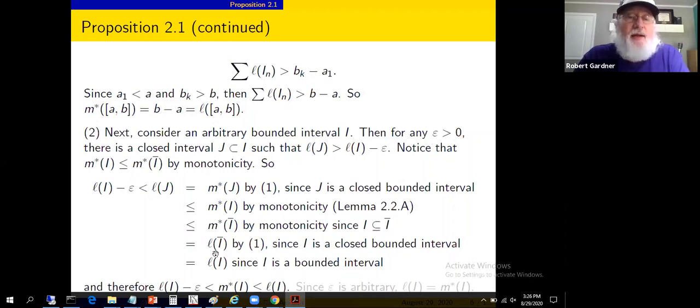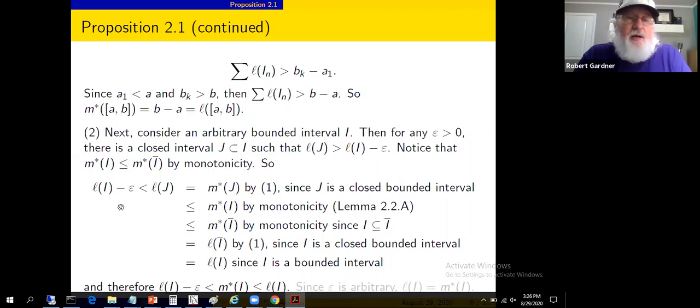The length of I closure equals the length of I. How do you find the length of a bounded interval? You take the difference of the endpoints. Well, I closure and I, they got the same length. I mean, right-hand endpoint minus left-hand endpoint. They got the same endpoints. I closure includes those endpoints. Maybe I doesn't include those endpoints, but that doesn't affect the length of the interval.